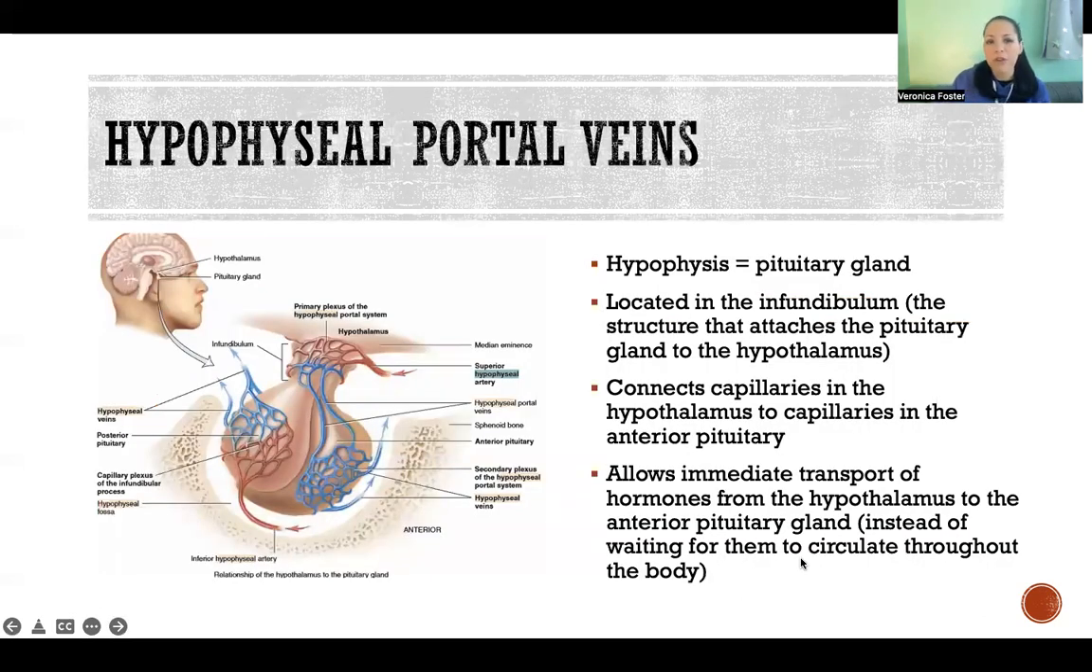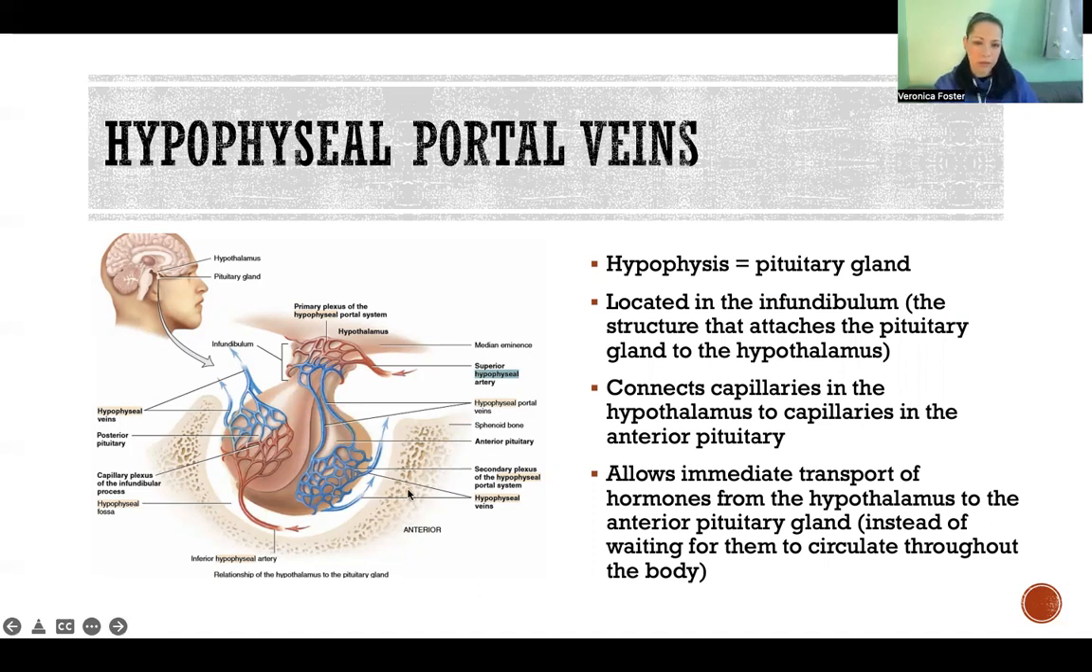The first is the hypophyseal portal veins. Hypophysis is another name for the pituitary gland. So hypophyseal portal veins are the veins that are connecting the hypothalamus down to the pituitary gland. They're located in the infundibulum. That's this kind of stalk-like structure here that connects the hypothalamus to the pituitary gland. So here's the hypothalamus, then the infundibulum is kind of the stem of the grape, and that's connecting it to the grape, which in this situation would be the pituitary gland. So these veins right here, these two, those are the hypophyseal portal veins.